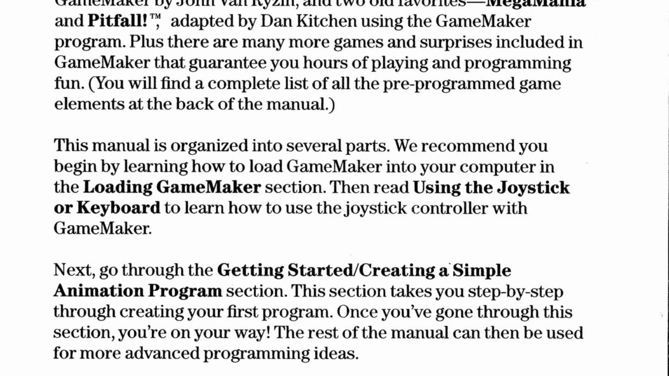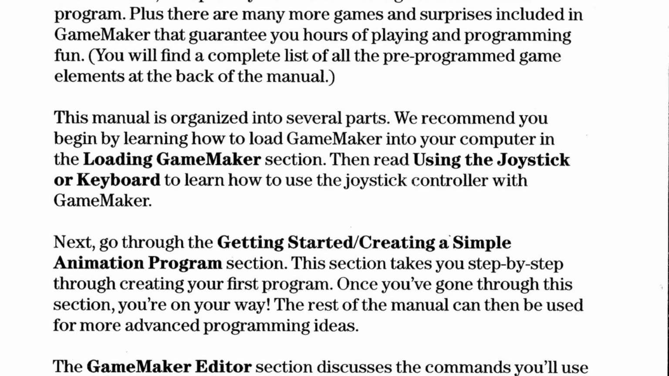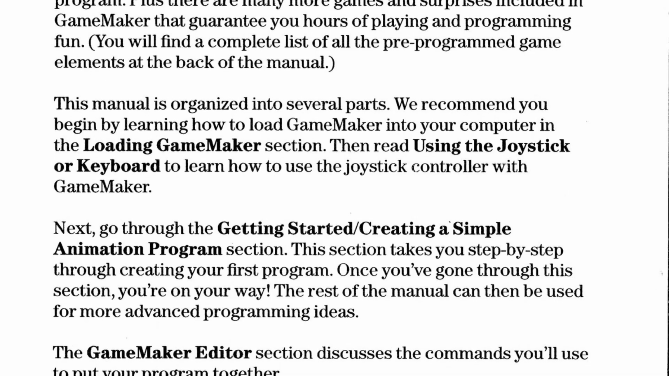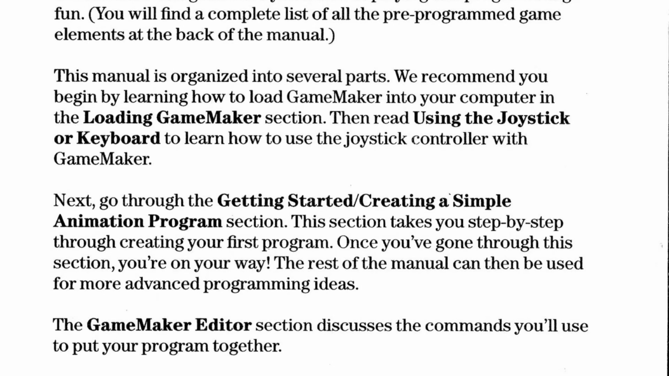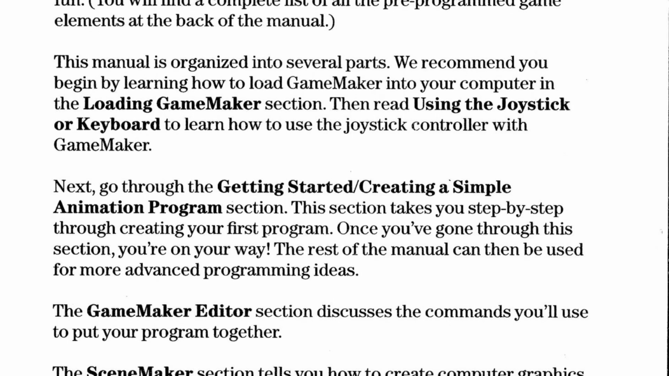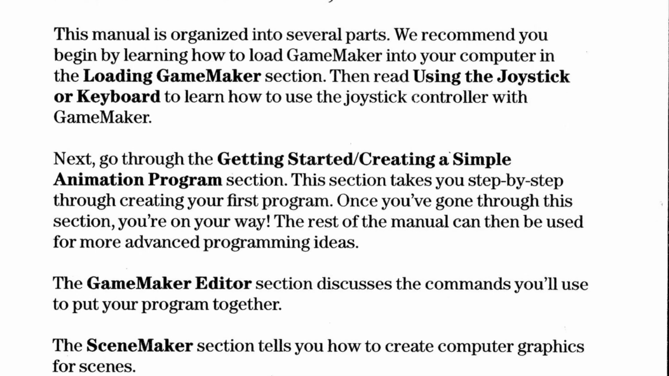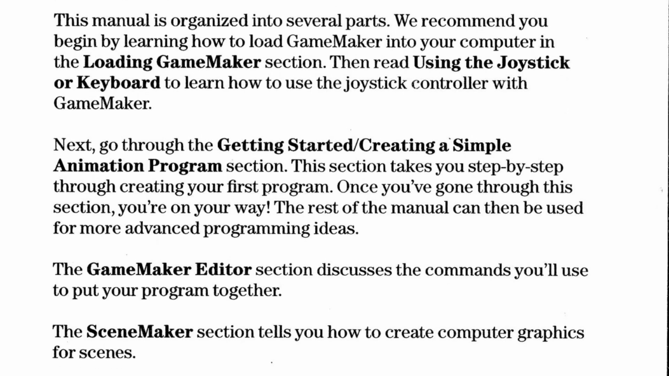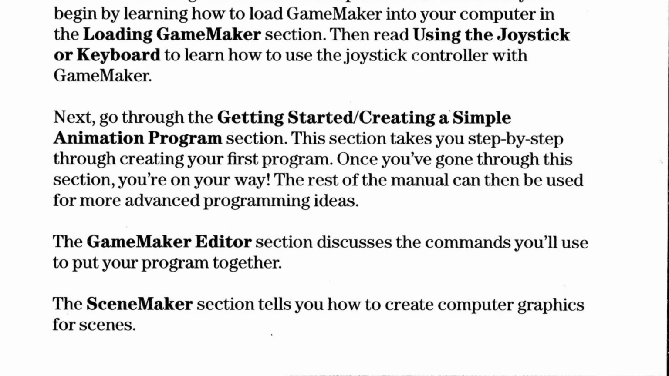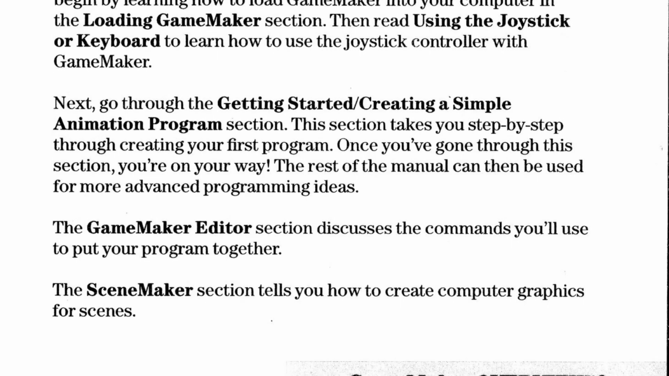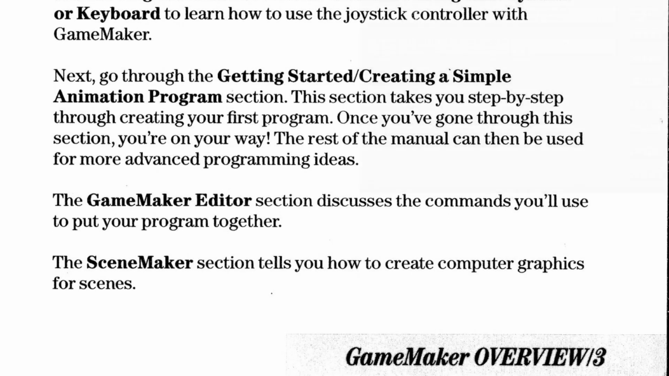This manual is organized into several parts. We recommend you begin by learning how to load Game Maker into your computer in the Loading Game Maker section. Then read Using the Joystick or Keyboard to learn how to use the joystick controller with Game Maker. Next, go through the Getting Started Creating a Simple Animation Program section. This section takes you step by step through creating your first program. Once you've gone through this section, you're on your way. The rest of the manual can then be used for more advanced programming ideas.